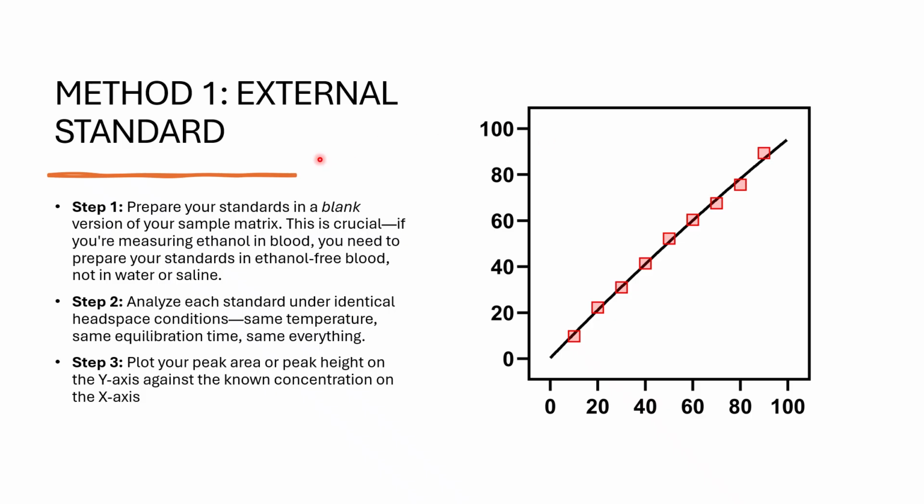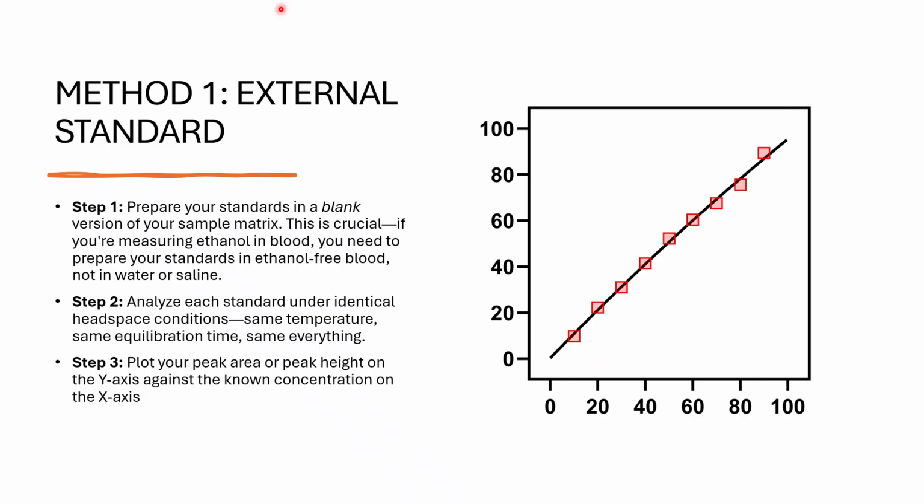First up is the external standard method, or ESTD for short. This is your bread and butter, high throughput workhorse. If you're running dozens of samples a day, this is probably your go-to method. The concept is beautifully simple. You prepare a series of calibration standards, usually 5 to 6, at different known concentrations. You run them through your GC-FID, plot the response versus the concentration, and you get your calibration curve.